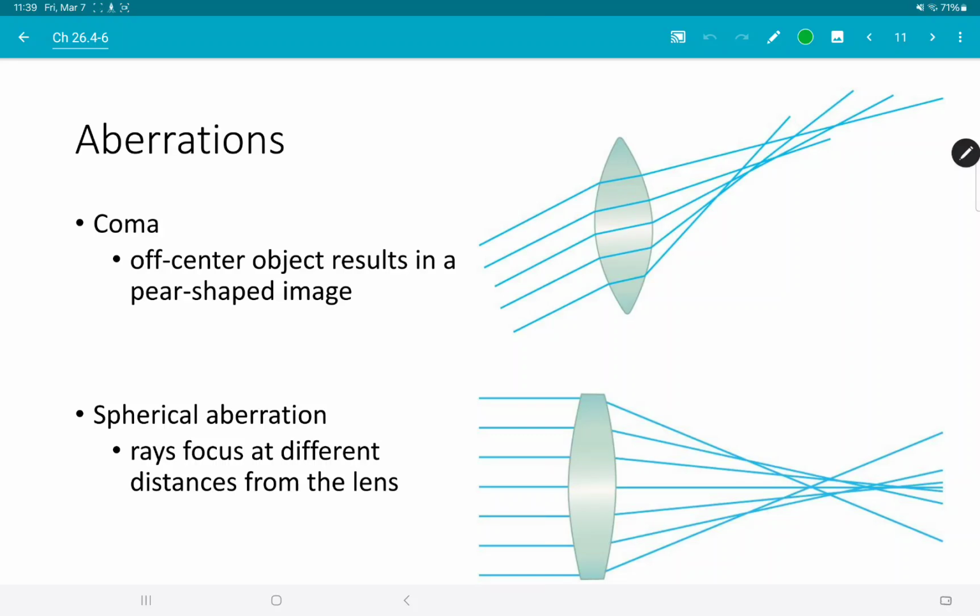There's coma, another type of aberration. That's where objects off-center will tend to make a pear-shaped image or a teardrop-shaped image. Even good telescopes. I mean, I don't have a super expensive telescope, but I have a decent telescope. Even decent telescopes, if you look at things where they're off-center, a lot of times they'll be slightly distorted. Even good optics can have coma.